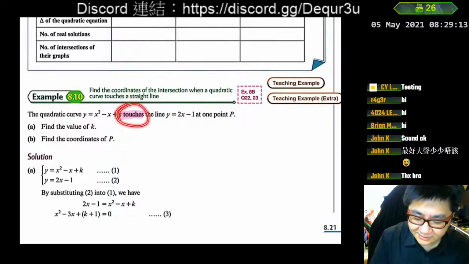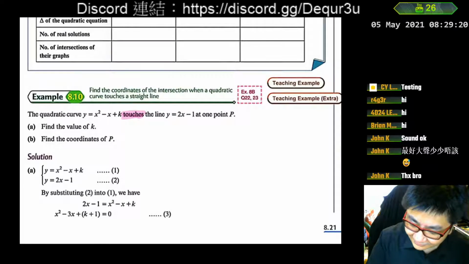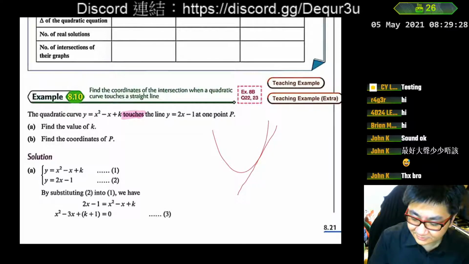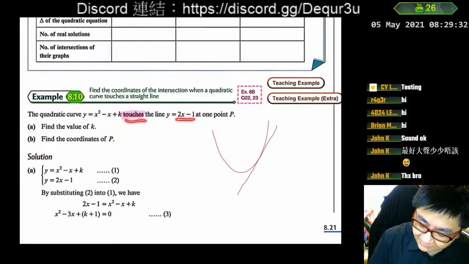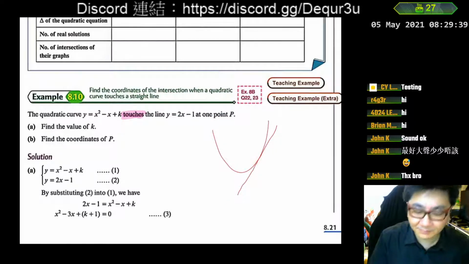Of course, when it touches, it just makes contact at just one point. For example, a parabola and a straight line, then this is a touch. If you study M2, then you may understand more. This is the meaning of the tangent. Okay, touch. The parabola touches the line, and this is at one point. Since it is touched, then of course it is only one point.